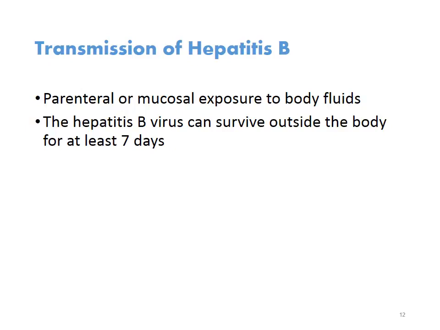Hepatitis B is spread through parenteral or mucosal exposure to infected blood or body fluids. The hepatitis B virus can survive outside the body for at least 7 days, so during this time, the virus can still cause infection if it enters the body of a person who is not protected by the vaccine.